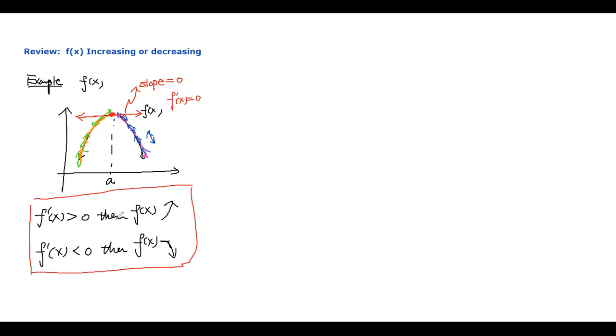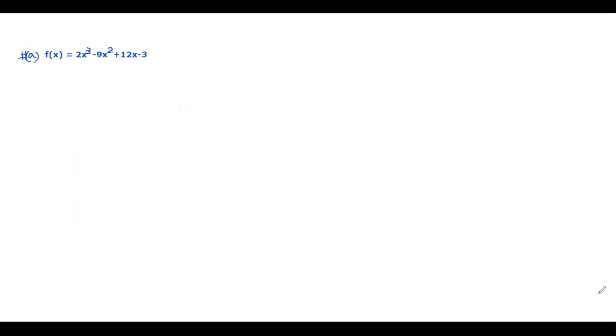So f prime x has to be greater than 0. And if f prime x is less than 0, that means I'm going to have negative slope, and that means f of x is decreasing. Okay, so now let's take a look at our problems here. I hope that you already finished most of them.